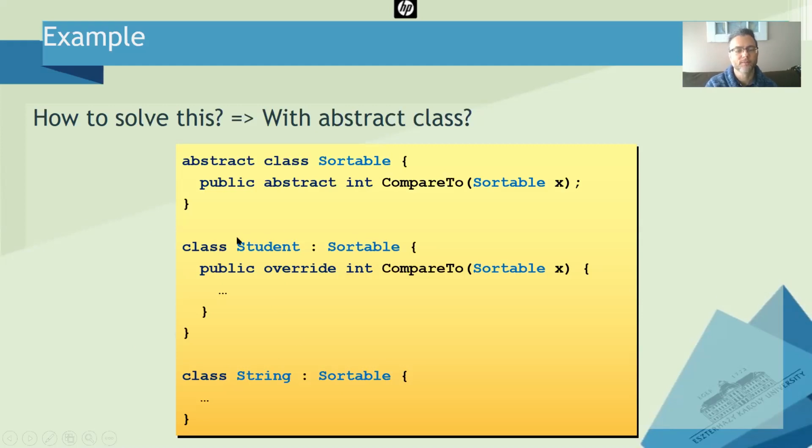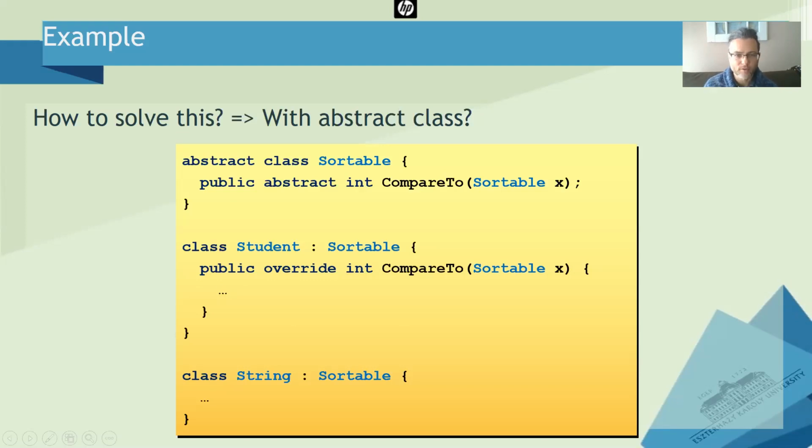And then, this is important, you create child classes of this abstract class. For example, Student. So Student is the child class of Sortable. Therefore, you must override this single method, compareTo, with a body. Inside the body, you have to implement how to compare two students based on their grades or their Neptune ID or whatever. It's up to you what you put here.